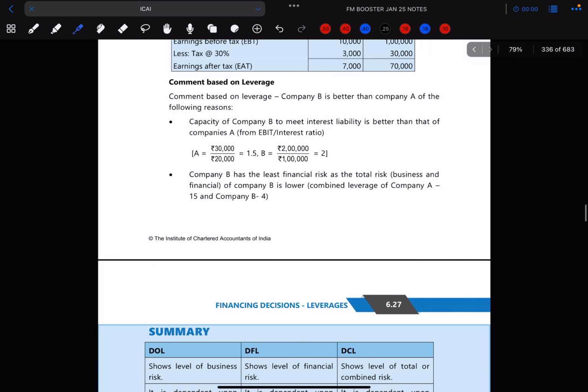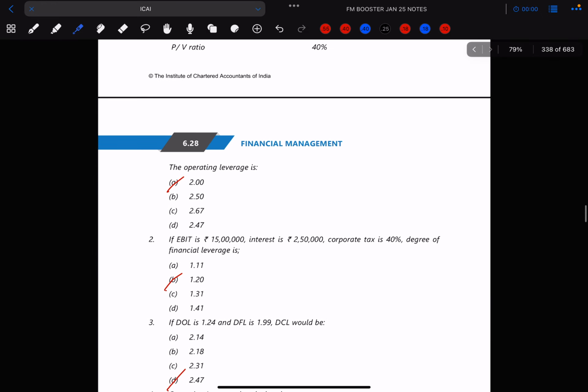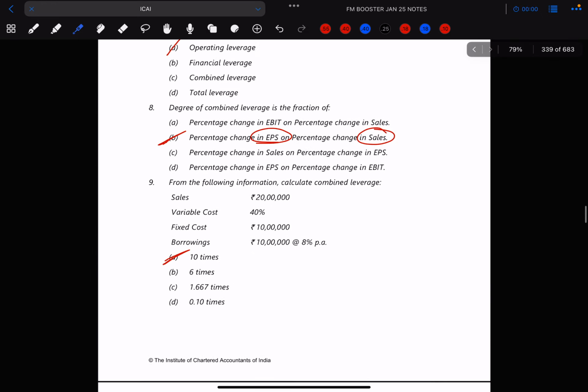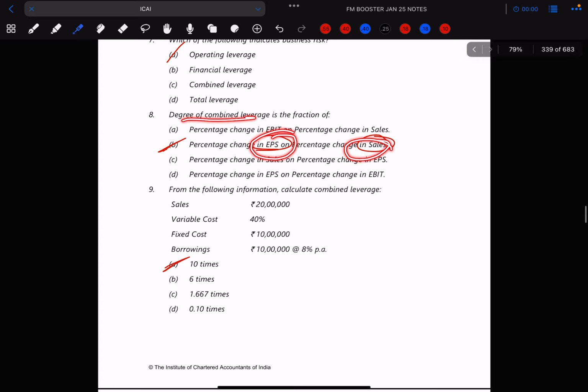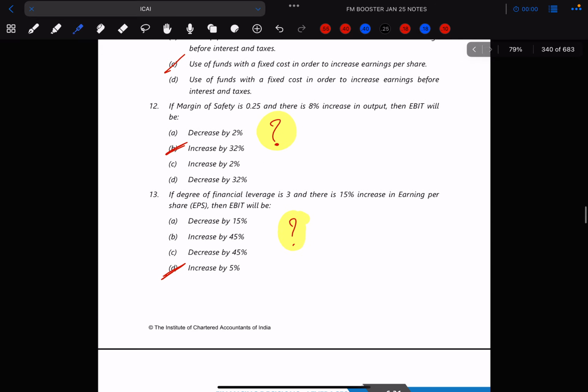You're going to make this. So comment on the basis like, okay, illustration is done, there is nothing to learn. So EPS divided by sales, that is called combined leverage.